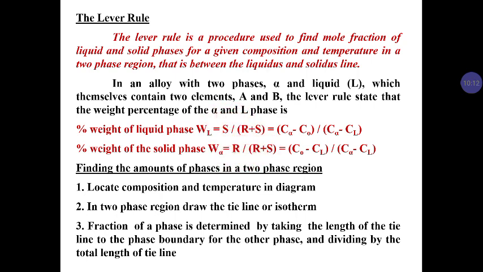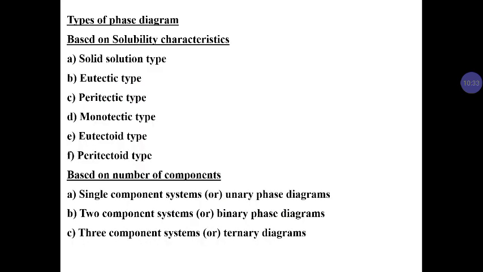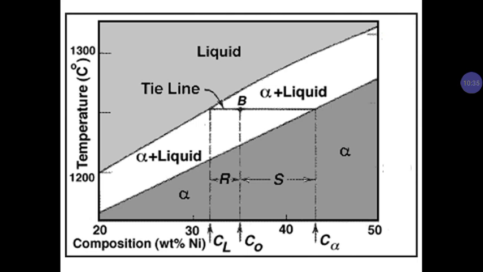So the procedure is to locate the composition and temperature in the diagram. In a two-phase region, draw the tie line or isotherm line, and the fraction of phases is determined by taking the length of the tie line to the phase boundary for the other phase and dividing by the total length of the tie line. This is how we calculate it, and using this we can calculate the mole fraction of solid phase and liquid phase.